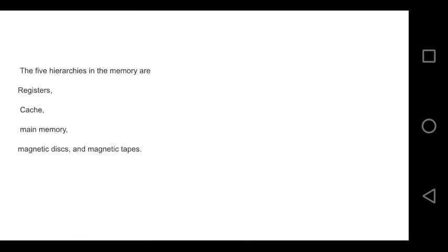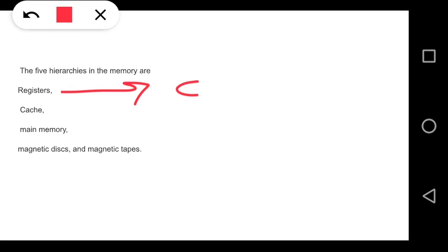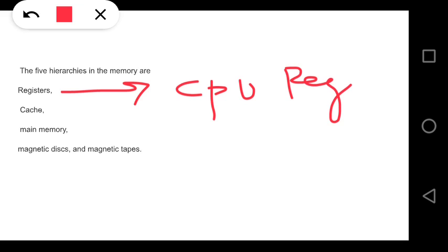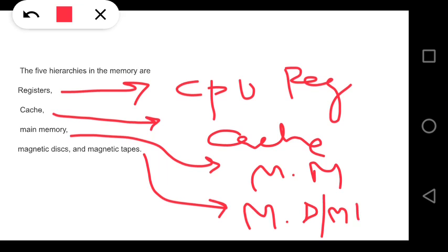So what are the different levels of hierarchies in the memory? One is register. These are also called CPU registers. Next is cache memory. Next is main memory. Next is secondary memory, which is made up of magnetic disk, magnetic tape, and optical disk.